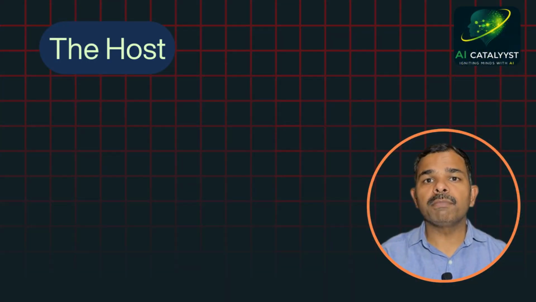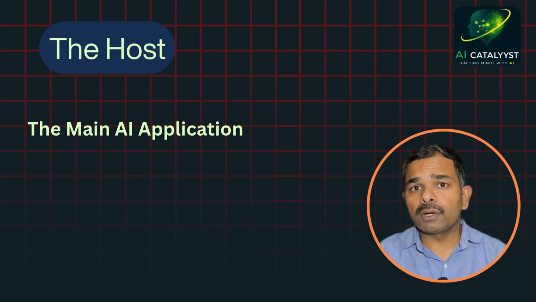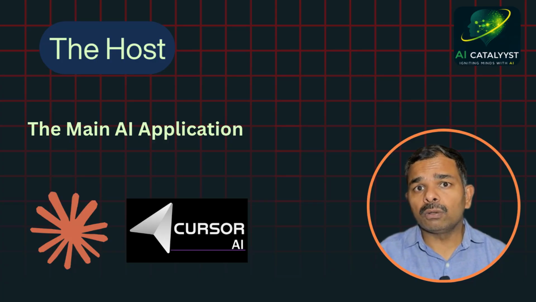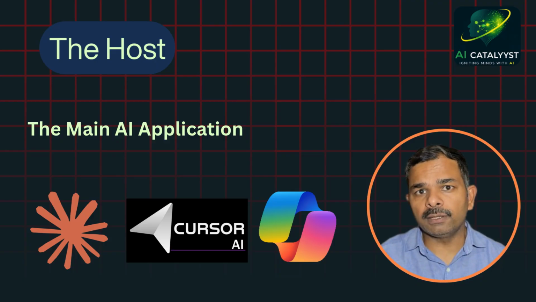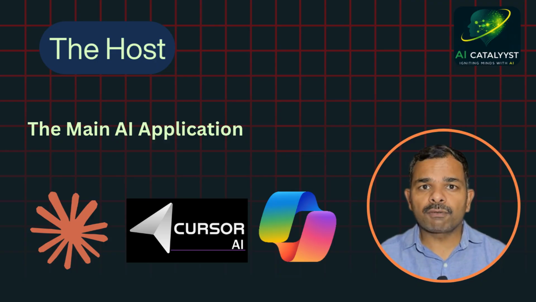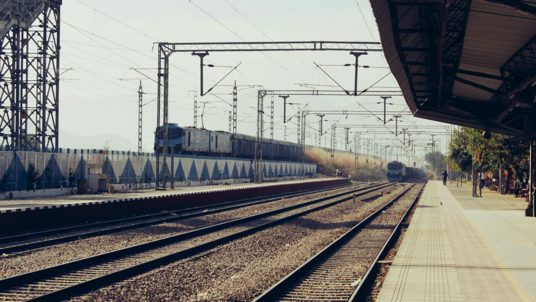The MCP host is the main AI application, the station where everything begins. This is what users see and interact with. Examples of MCP hosts are Claude Desktop, Cursor IDE, or VS Code with Copilot, and for that matter, any custom AI application you build. This is where the user types the request, and this is where the AI lives. In our railway analogy, this is a station. The MCP host is a station. This is the starting point and the ending point of every journey.